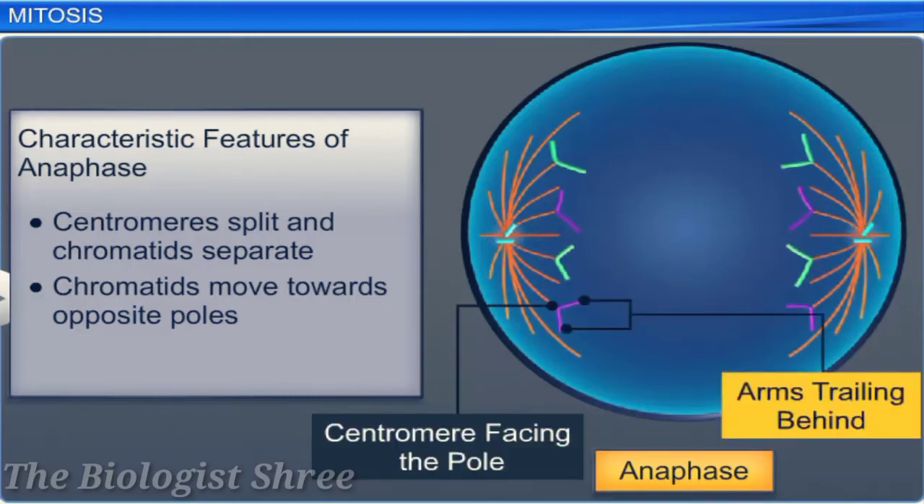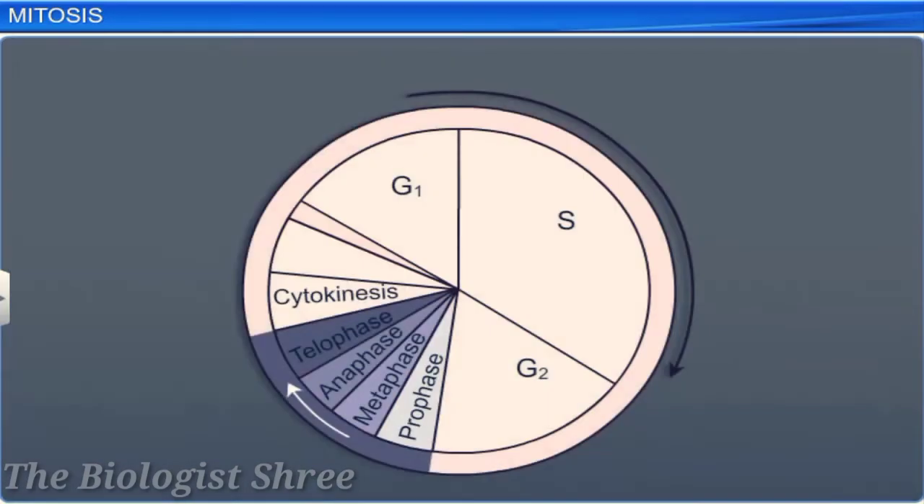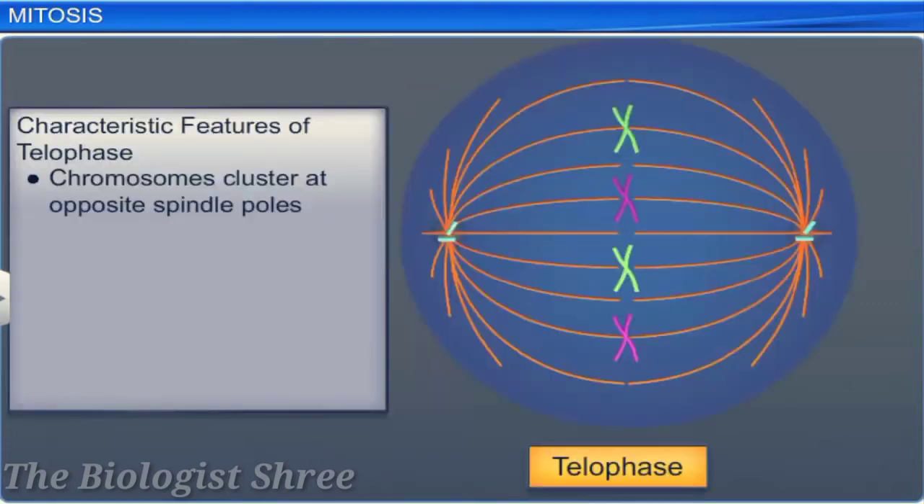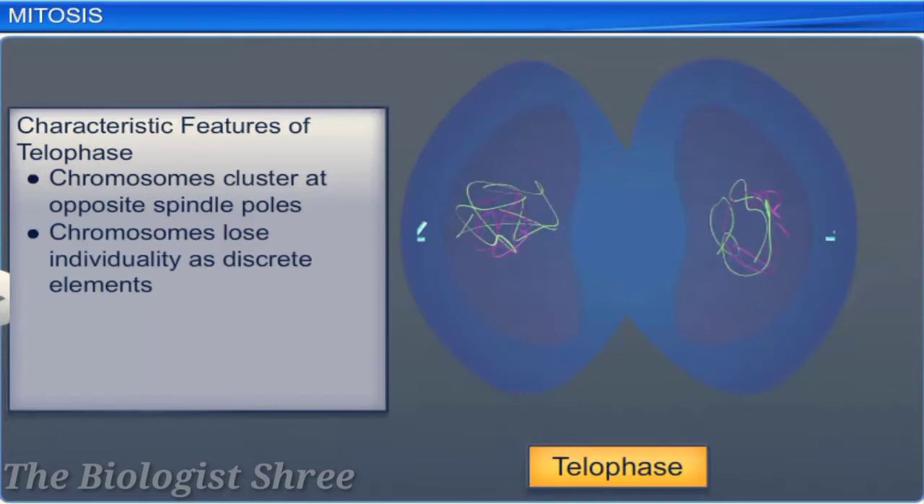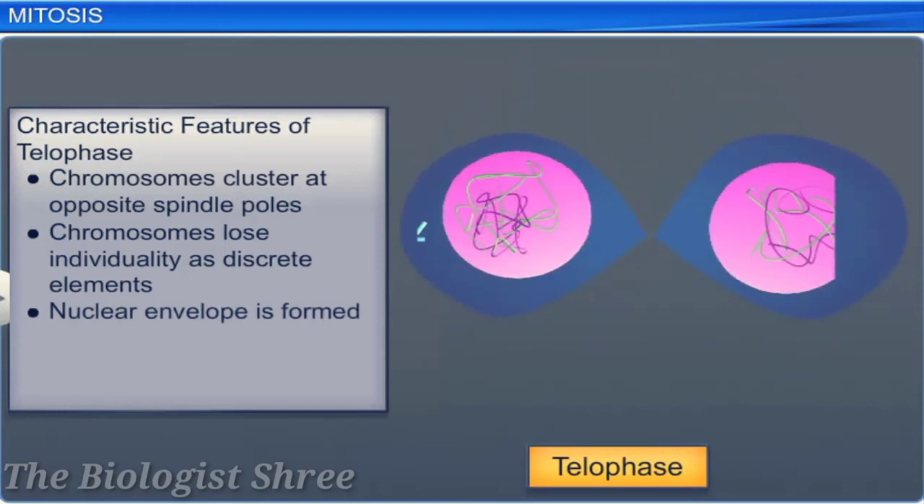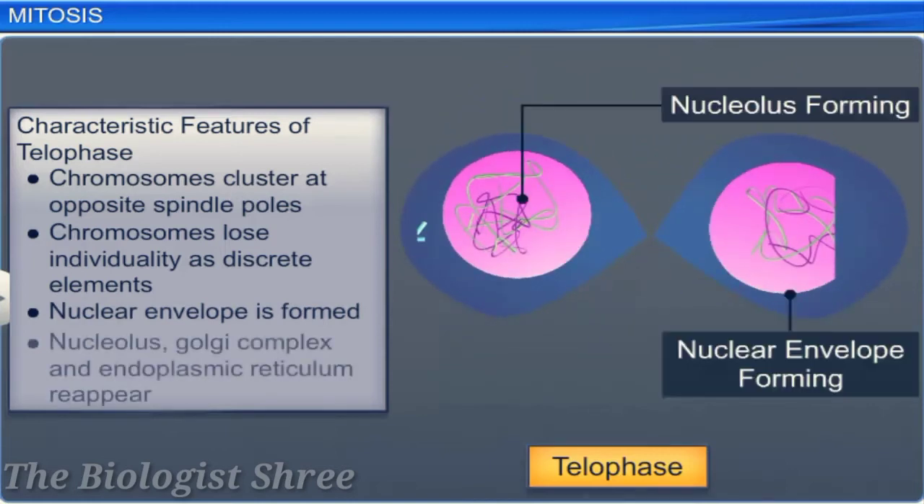The final stage of mitosis is telophase. This stage is characterized by the chromosomes clustering at opposite spindle poles. Then the chromosomes decondense or lose their individuality as discrete elements and a mass of chromatin material tends to collect at the two poles. Moreover, a nuclear envelope is formed around each chromosome cluster, and the nucleolus, Golgi complex, and endoplasmic reticulum reappear at both poles.